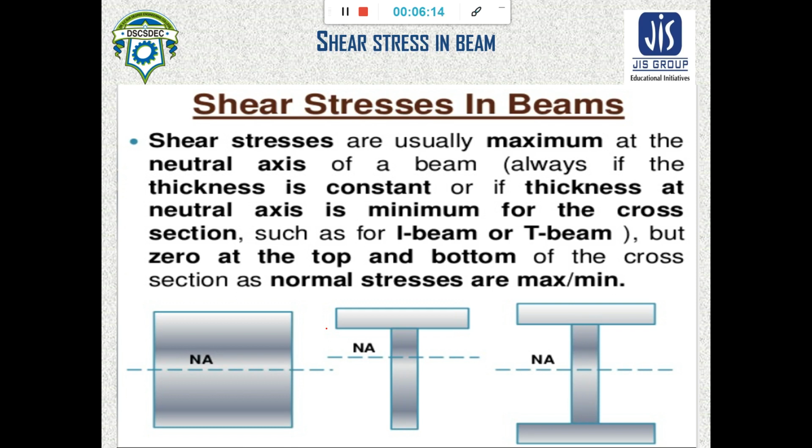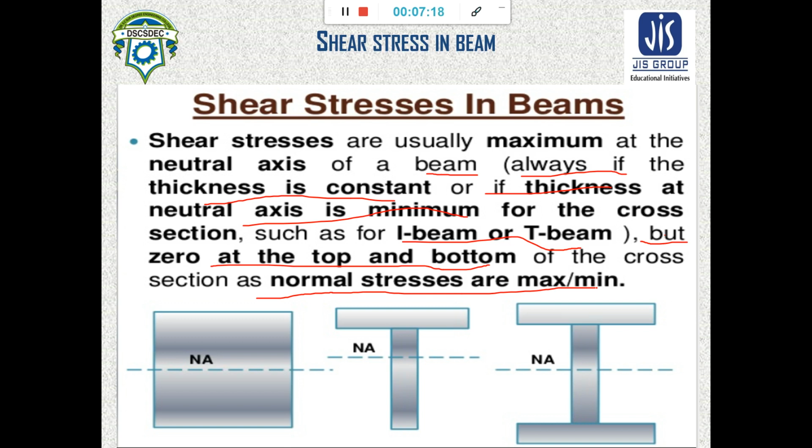In a beam, shear stresses are usually maximum at the neutral axis of the beam, especially if the thickness is constant or if the thickness at the neutral axis is minimum for the cross section, such as an I beam, T beam, etc. But shear stress will be zero at the top and bottom of the cross section, where normal stresses are maximum or minimum. So in the case of shear, the shear stress will be maximum at the neutral axis, because at the neutral axis the bending stress is zero.